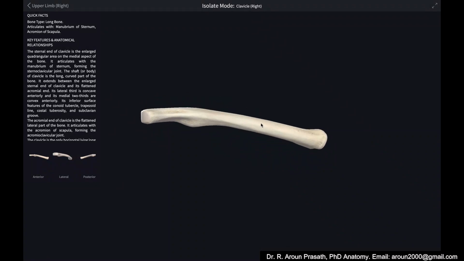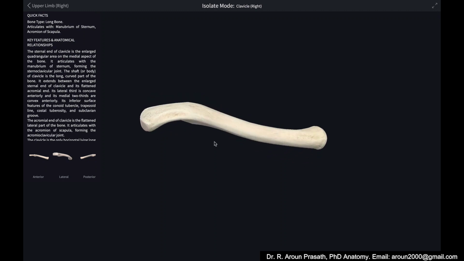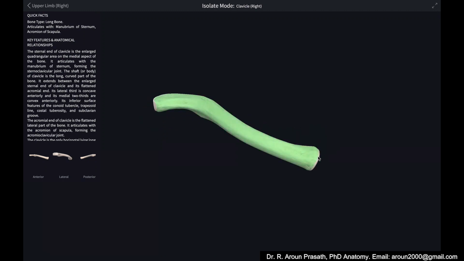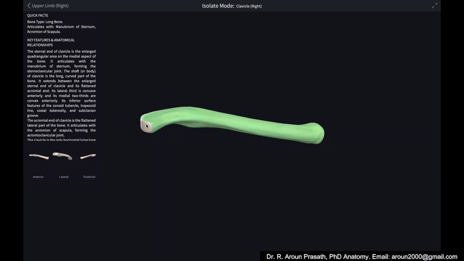So what you see here is the medial side and this is the lateral side. That is, this is towards the midline and this is away from the midline. The medial end is called the sternal end, and the lateral end is called the acromial end of the clavicle.